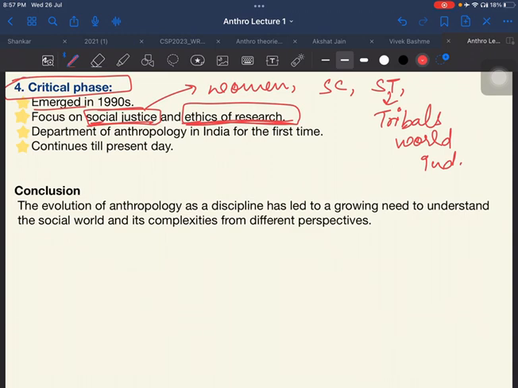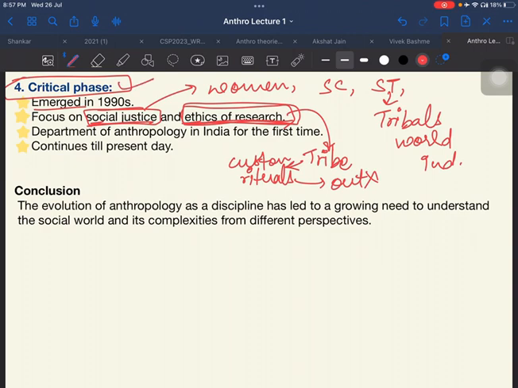And also there are talks about ethics of research. Now, ethics of research means, as we are doing research among the tribes, there are some customs, some rituals of the tribes that they do not want to be seen by the outsiders. They do not want any outsiders to be present there. So we have to be very sensitive about that, and this is called the ethics of research.